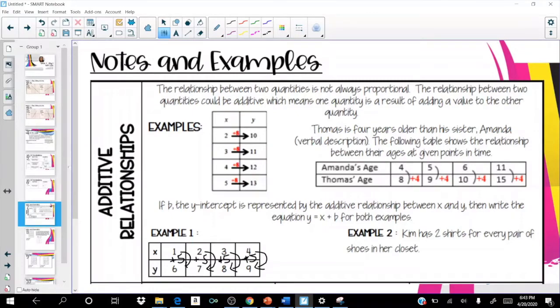So, the equation we're going to write to represent this relationship would be y is equal to x plus b. So, what we added each time represents your y-intercept, okay, which is b. So, b would be plus 5, or positive 5. Okay?